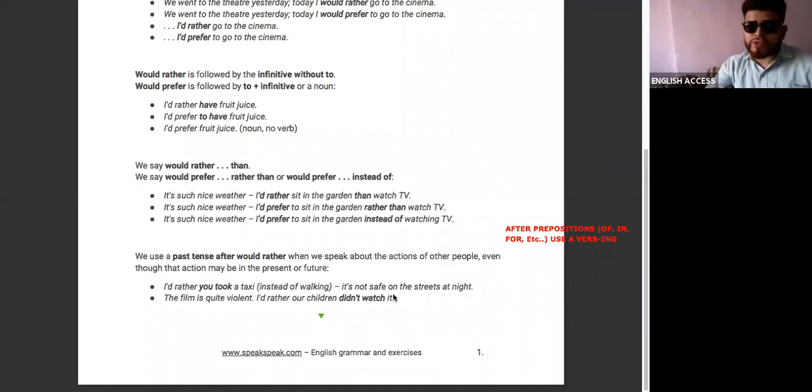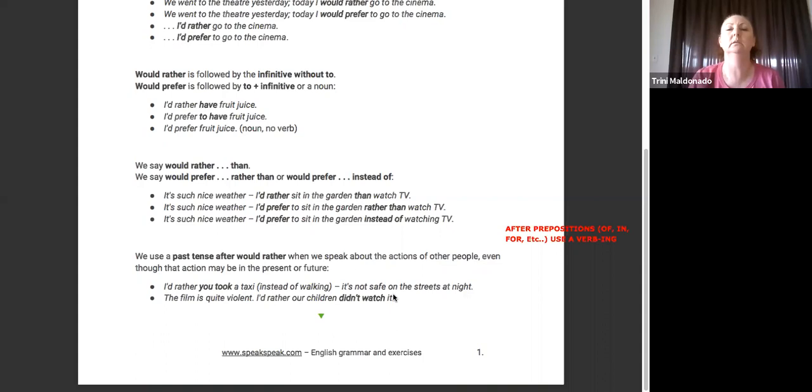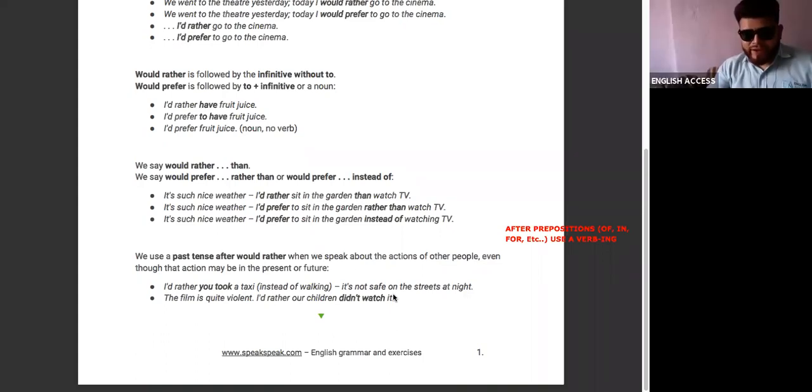I'd rather you took a taxi. It's not safe on the streets at night. I'd rather you took a taxi. Yes, I am giving you advice. I'd rather you took a taxi. And the film is quite violent. I'd rather our children didn't watch it.